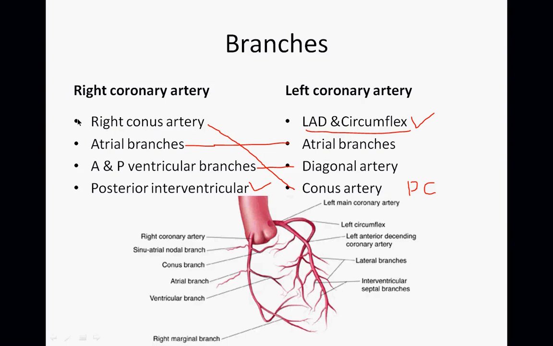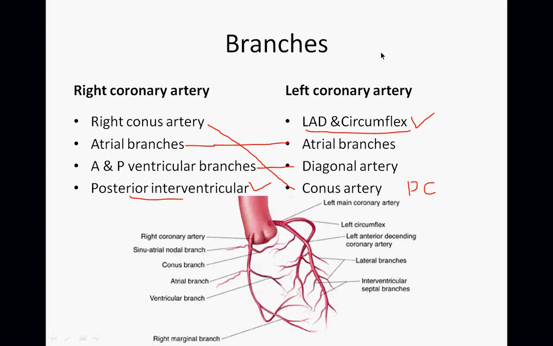We saw the first one is the conus artery on both the sides and the atrial branches on both the sides, and the ventricular branches are just named differently. The diagonal artery does the same job, it supplies most of the left ventricle, and the anterior and posterior ventricular branches supply the right ventricle and the septal area also. And the posterior interventricular, LAD and circumflex, you will have to remember separately. Okay, so this is about the branches.